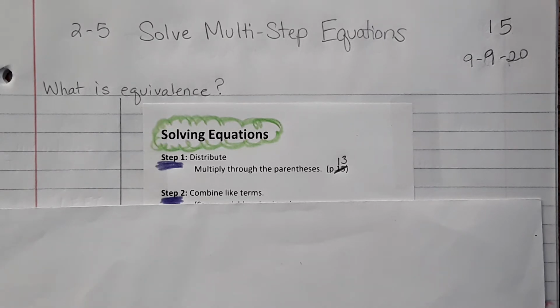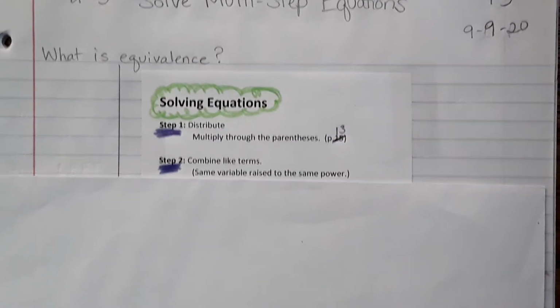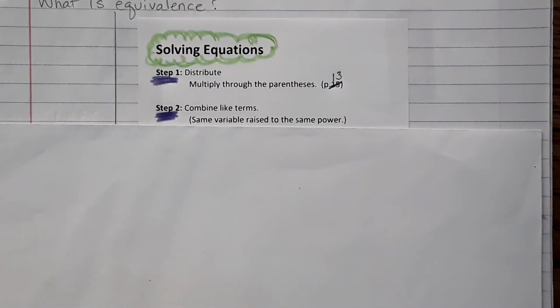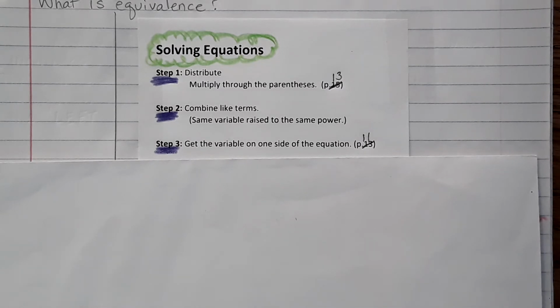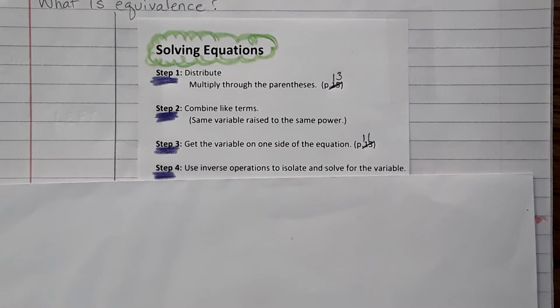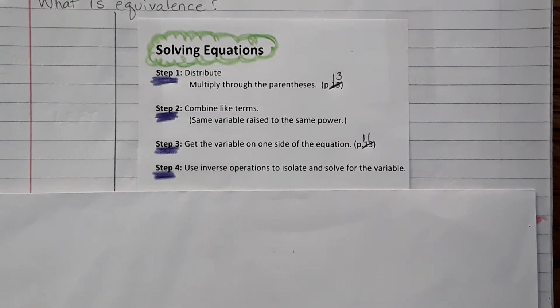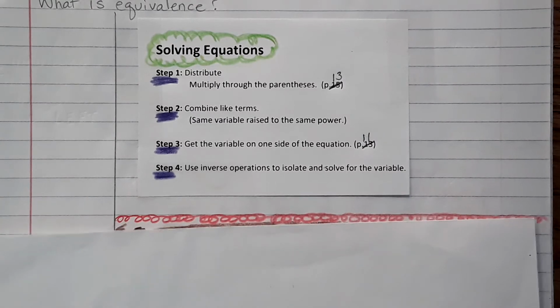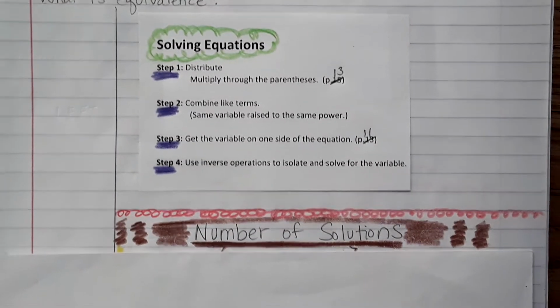Step 2 is combining like terms. Remember that like terms have the same variable raised to the same power. Then you would go on to step 3, which is to get the variable on one side of the equation by itself. We looked at this on page 11. And then finally, just use your inverse operations, that's opposite operations, to isolate the variable on one side of the equation.